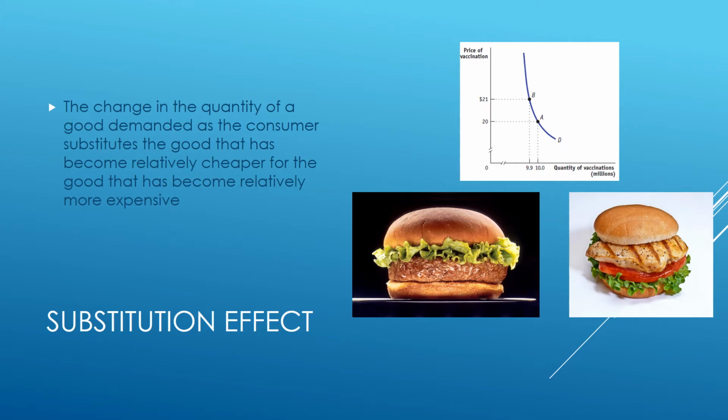This idea is something we talked about in Unit 1, but this is just the vocab term for it now. Because one has gotten relatively cheaper, we substitute towards the cheaper good and away from the good that is relatively more expensive. That's going to cause an upward movement when the price increases, or a downward movement and an increase in quantity demanded when the price drops. So again, that's the main explanation for why our demand curve is downward sloping: the substitution effect. We substitute away from the relatively expensive good in favor of the relatively cheaper good.